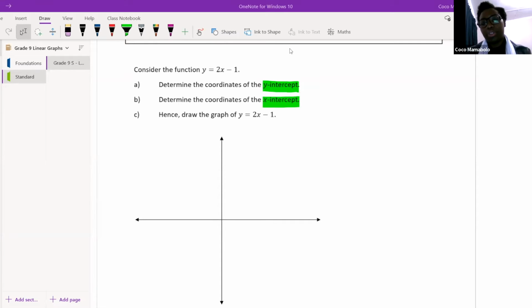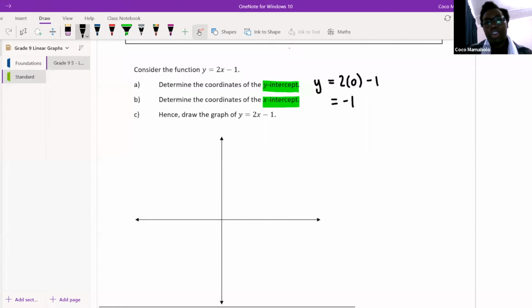Ma'am, I'm going to show my graph afterwards. So for A, it's determining the y-intercept. That means that x equals 0. So we're going to say y equals 2 in brackets 0 minus 1. Good, and what's that going to give us? It's going to give us 0 minus 1, which means y is going to equal -1. And then so x.